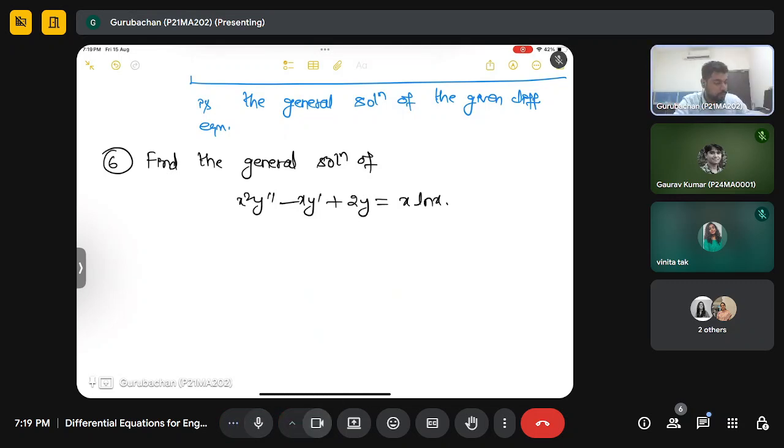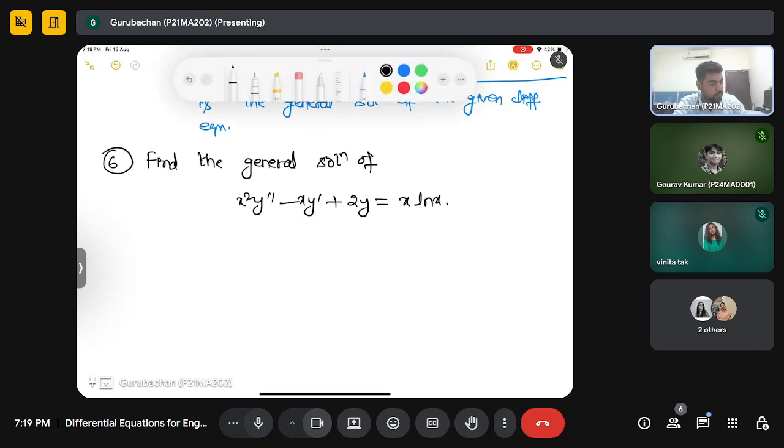So let me start with the one. So again, we will substitute z equal to ln x.